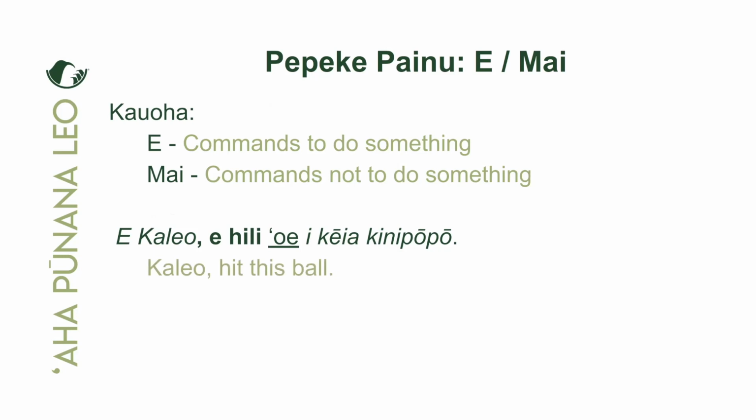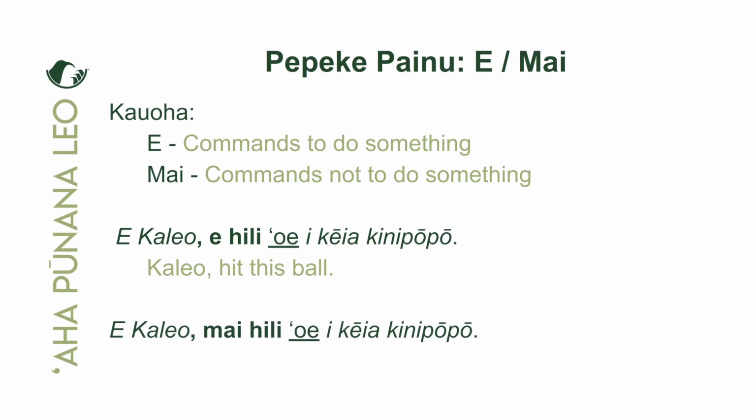All right, let's take a look at the translation. Aye, Kaleo, hit this ball. Maybe this is the coach talking to Kaleo. And the coach says, e Kaleo, e hili ʻoe i kēia kini pōpō. And then Kaleo takes his swing and hits the ball. Maikaʻi. All right. And the negative, e Kaleo, mai hili ʻoe i kēia kini pōpō.